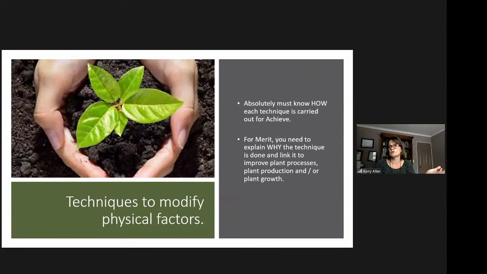Okay, so we're going to move now into those techniques, and these techniques will cover quite a few of the physical factors. I'm not going to spend a huge amount of time on them. We're just going to go through relatively quickly. For merit, you need to know why it's done and link it back to everything I've just talked about. So plant processes, plant production, and plant growth.